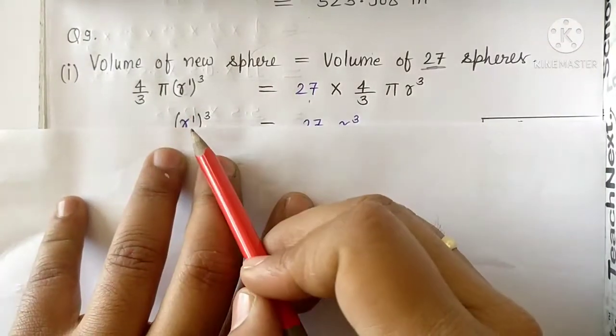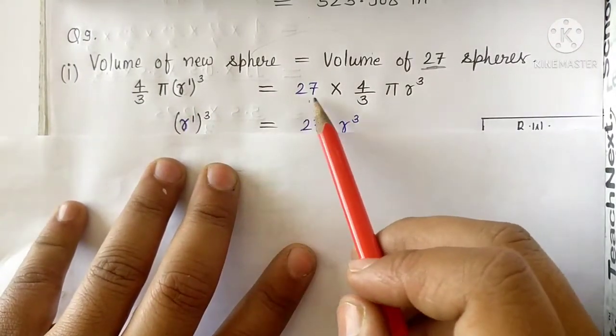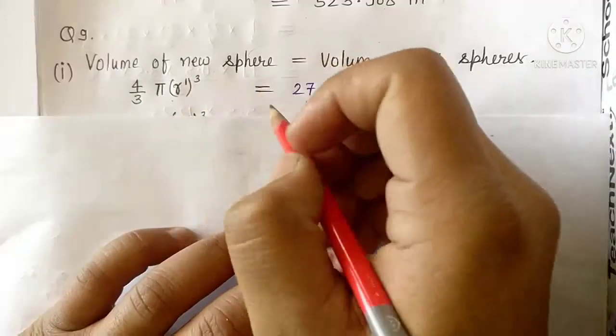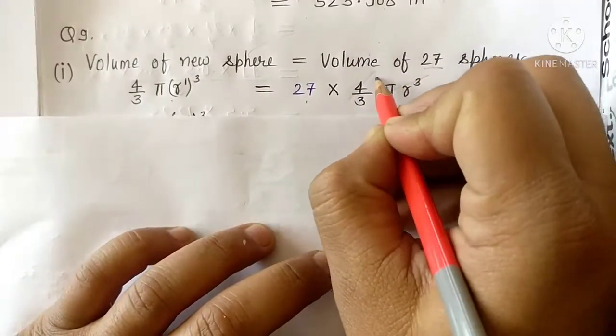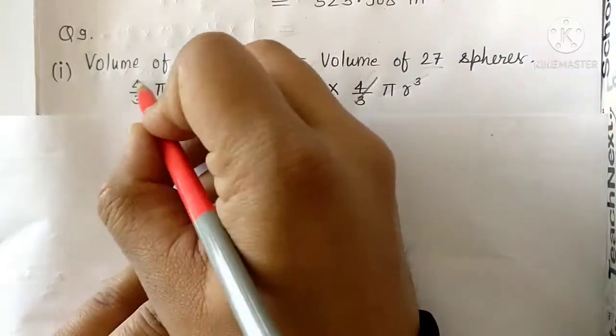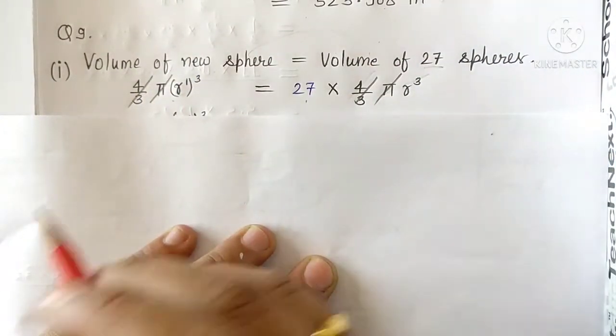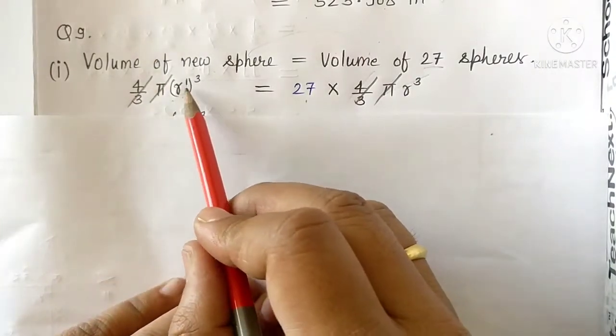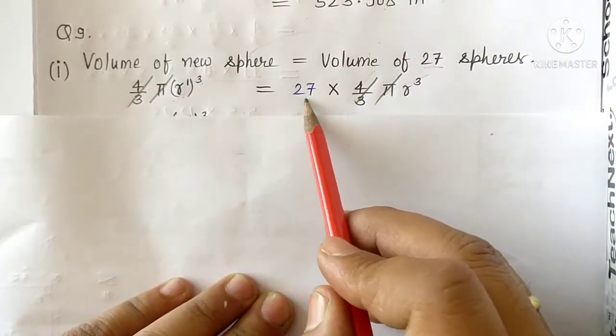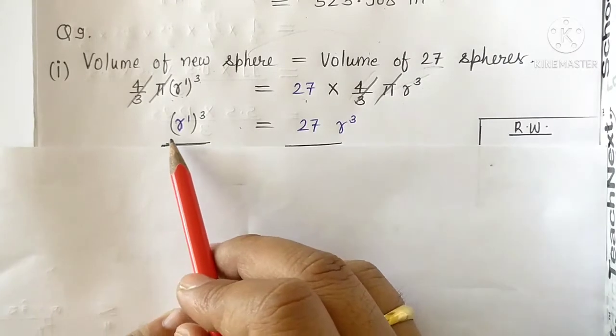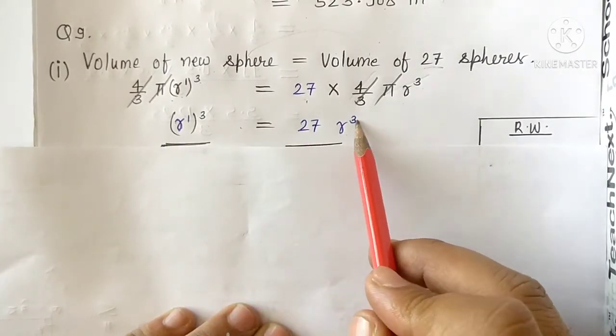Now r dash cube, and it is what? 27 into 4 upon 3 pi r cube. So from this, 4 upon 3 we can cut with 4 upon 3. This pi also we can cut with this pi. So what is left? r dash cube, and here what is left? 27 r cube. So we can write r dash cube equals 27 r cube.